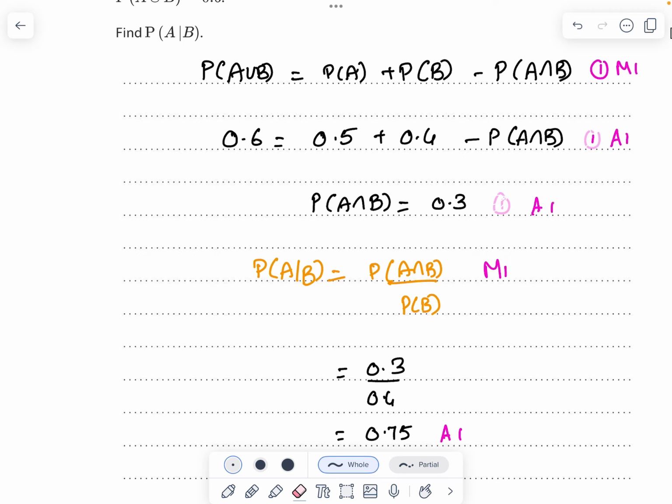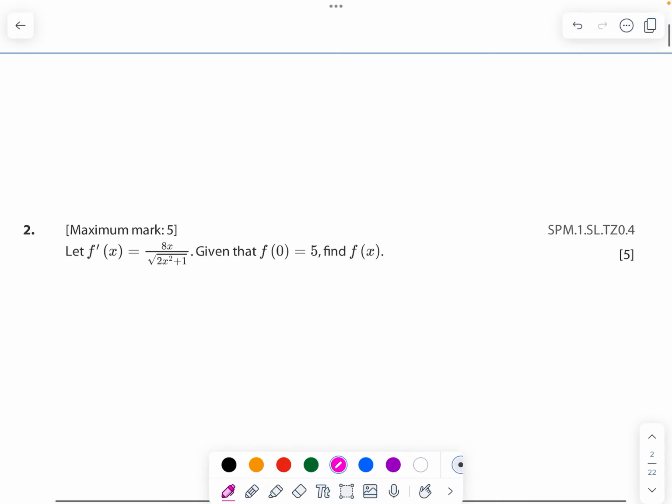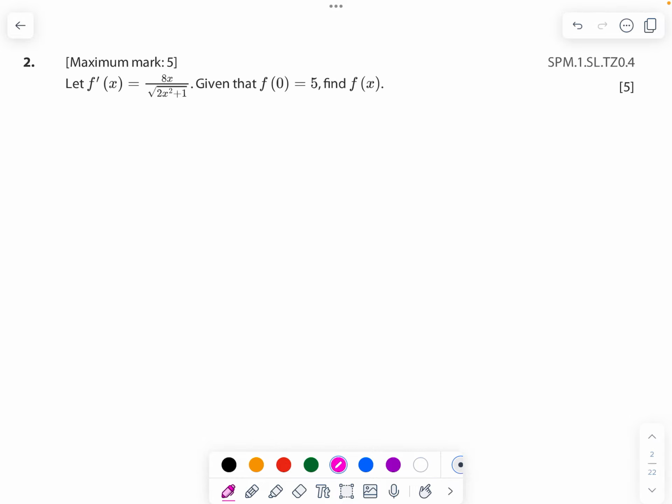We'll try to understand the mark scheme also, so that you should be able to get the full marks for that. That was a 5 marks question. Now coming to the second question, again it's a 5 marks question. It is given that f of 0 is 5, find f of x, and f prime x is given.